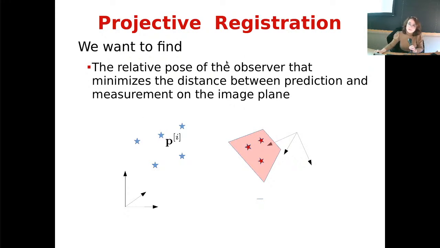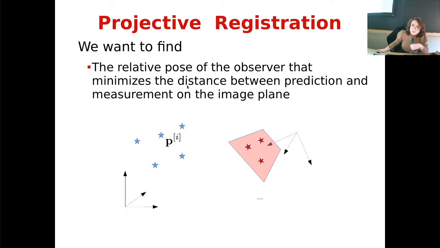Okay, so the point is that assuming that you know the camera model, that is, assuming that you know how to project a point in the camera frame onto the image, then the problem of projective registration is the problem of determining the transformation from the world frame to the camera frame, which allows you to minimize the distance between the predicted measurement, which in this case is a point in the image, and the actual measurement.